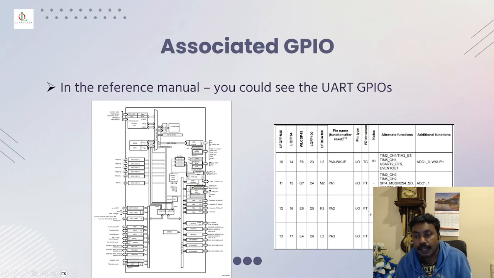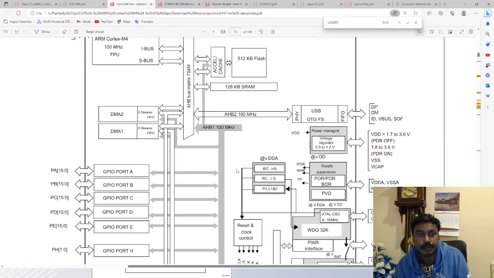For example, the same port A pin 2 can be used for timer 2 or timer 5, timer 9, I2S or event out. So it's a multi-purpose, if you like. It's the same pin, depends on how you set it. It can be used for different purposes. So that's what the alternate functions are. And again, if you go to the data sheet, you will see this table.